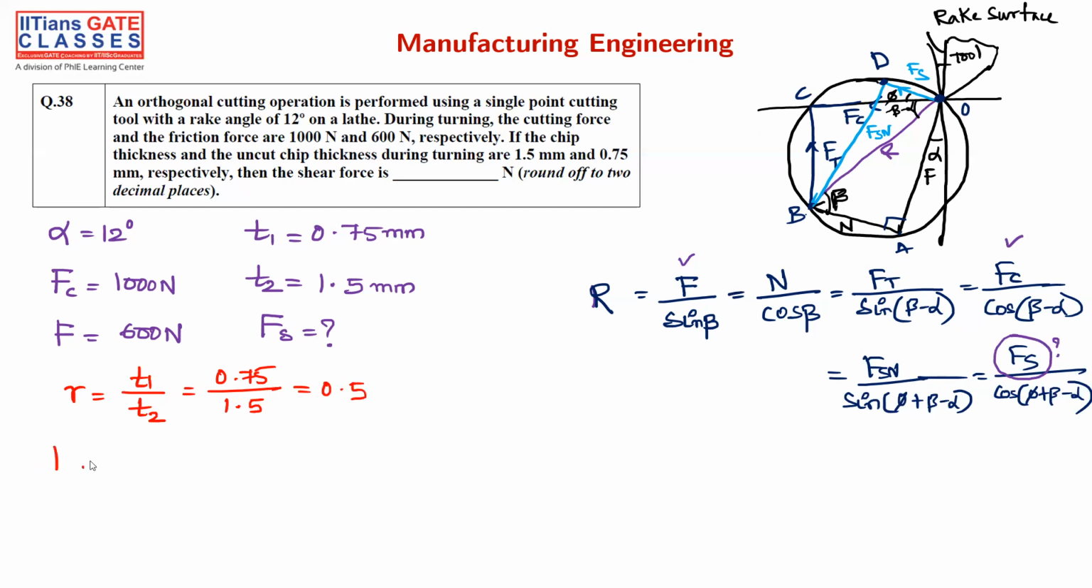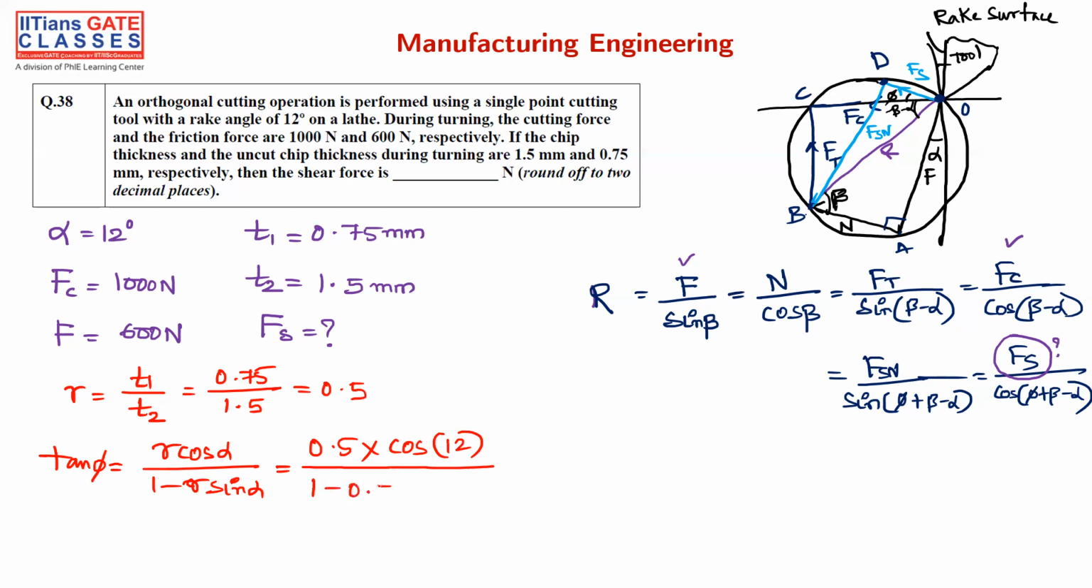So tan phi is equal to R cos alpha by 1 minus R sin alpha. For this, we need R. That's the reason why I've calculated R. R is 0.5 into cos alpha. What is the alpha value? That is 12 degrees, divided by 1 minus 0.5 into sin alpha, that is 12 degrees. So if you do the inverse of the tan, you get the phi value as 28.63 degrees. Calculate this value and take the inverse tan.